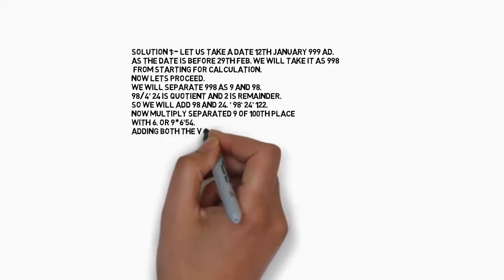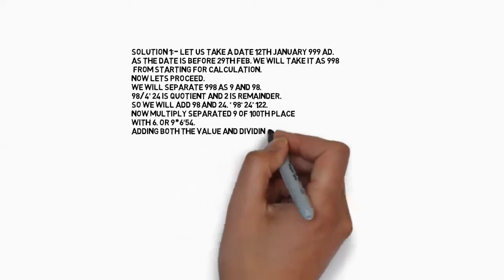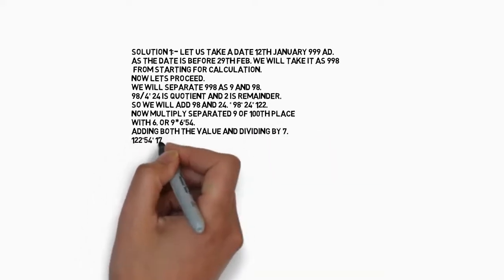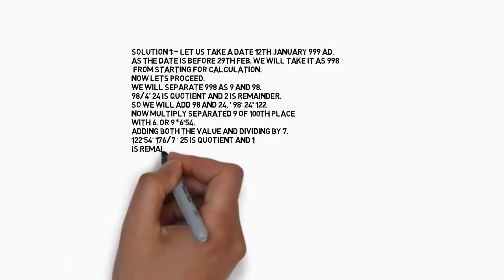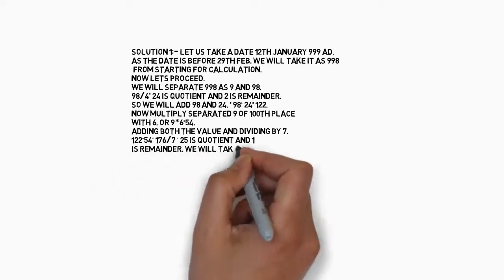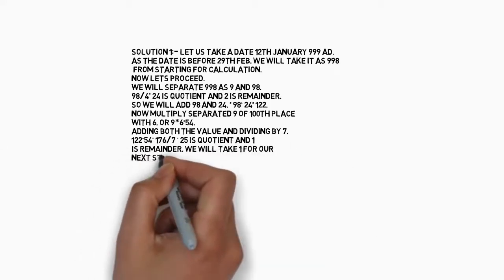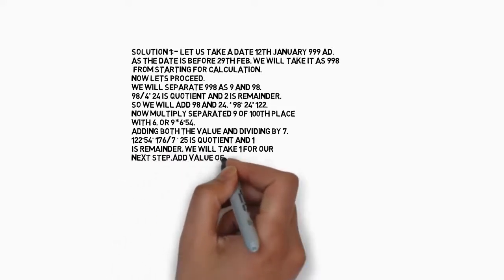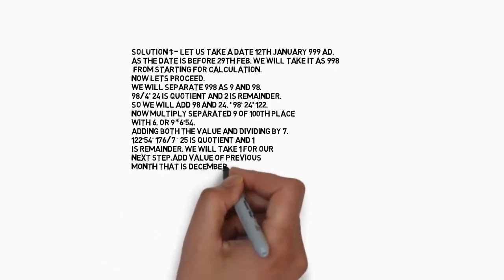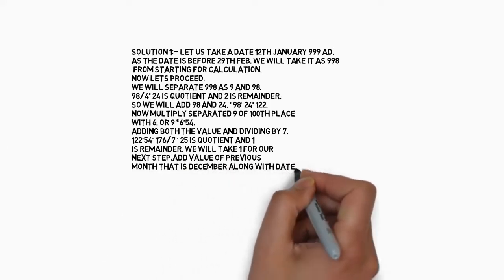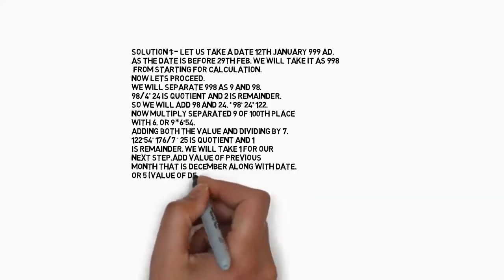Now multiply the separated 9 of 100th place with 6, or 9 multiplied by 6 equals 54. Adding both the values and dividing by 7: 122 plus 54 equals 176, divided by 7 equals 25 as quotient and 1 as remainder. We will take 1 for our next step.